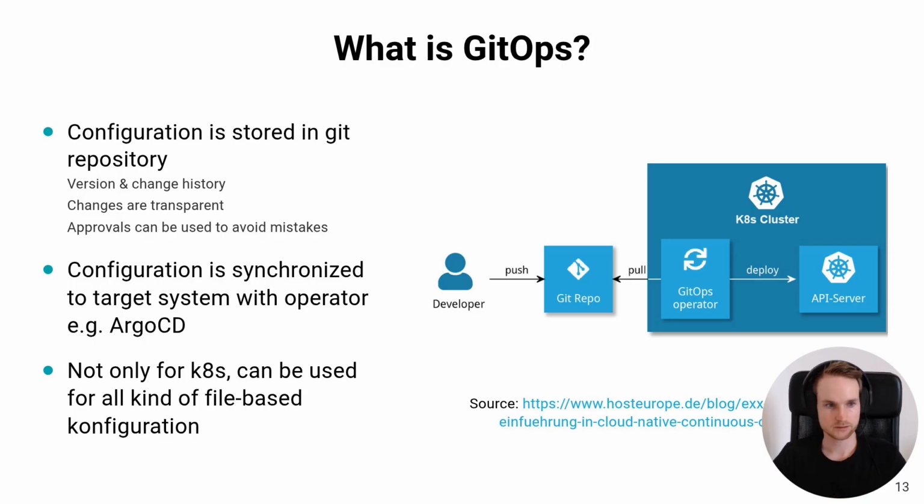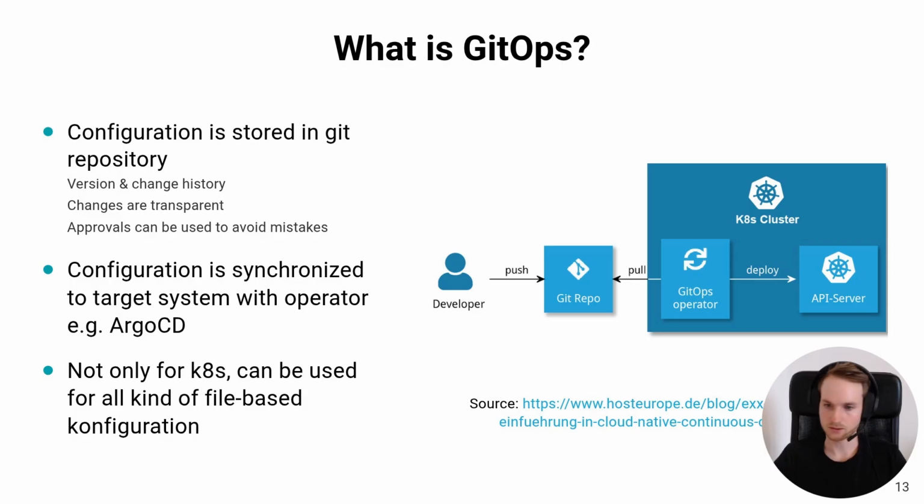That is the Git part. And now there's the operations part. Now, the interesting part is that the configuration from the Git repository is synchronized to our target system, in our case, to the cluster. And this is done with an operator who checks in the cluster for regular updates and then performs certain actions. In our case, the deployment information is pulled from the Git repository and then sent to the API server.